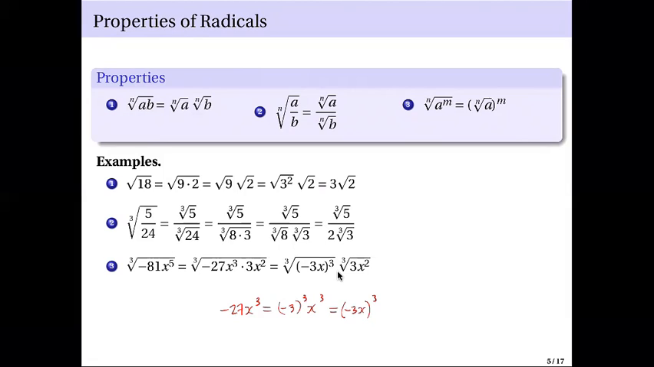Okay? And now, index equals 3, power equals 3, so they just cancel each other. We will get negative 3x, because this and this just cancel each other. We have negative 3x, and then for this, we still have the cube root of 3x squared. So meaning we cannot work on this anymore.